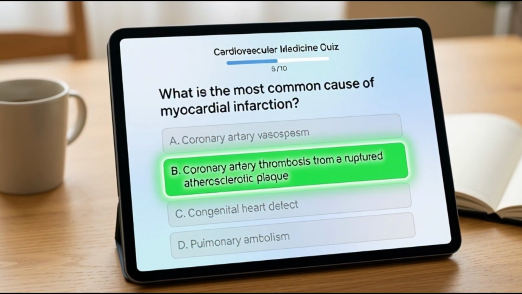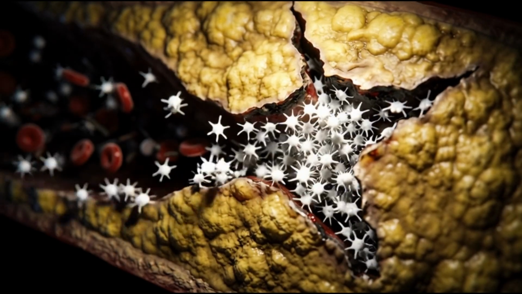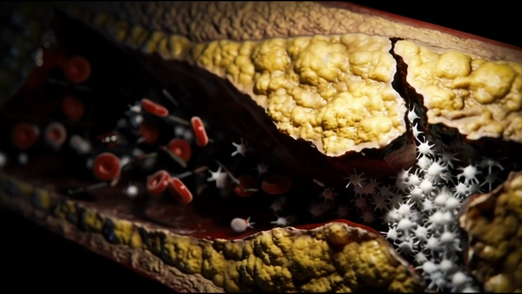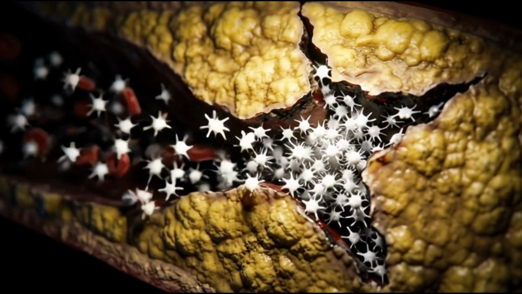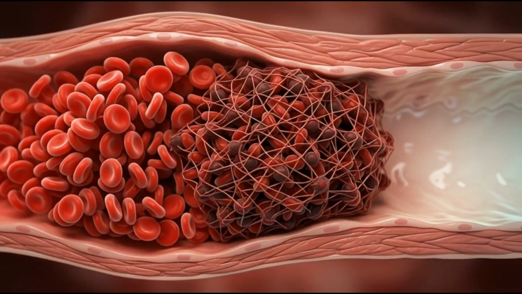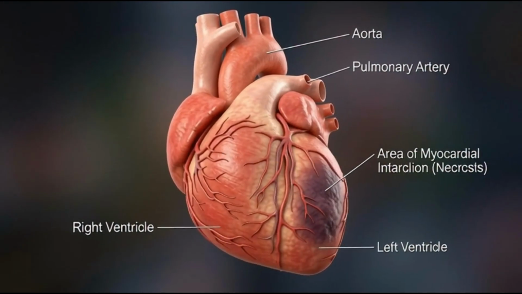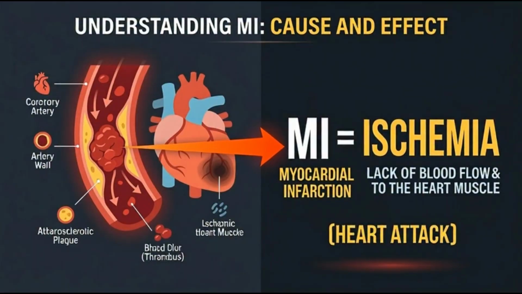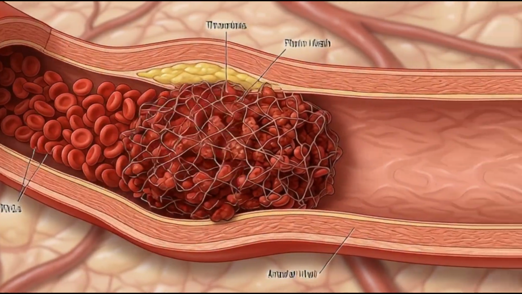Most myocardial infarctions occur when an atherosclerotic plaque inside a coronary artery ruptures. This rupture causes platelets to aggregate and form a blood clot. The clot blocks blood flow to the heart muscle, leading to ischemia and tissue damage. Remember this important concept for the NCLEX. Myocardial infarction usually occurs because of a blockage in the coronary arteries.